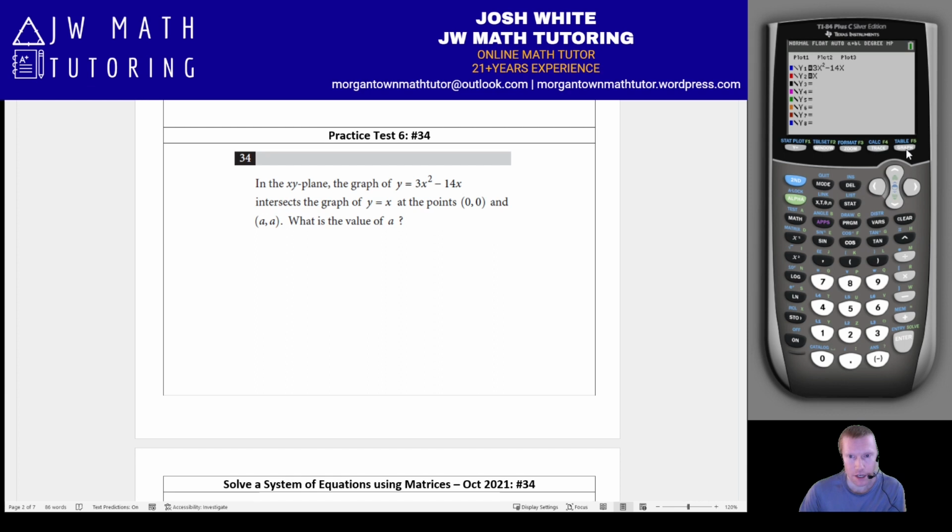And it says they intersect at 0, 0, and (a, a). So basically, again, these are going to intersect at 2 points, just like the last one. One of them should be the origin. That one we're not concerned with. It's the other point of intersection that we're trying to find.